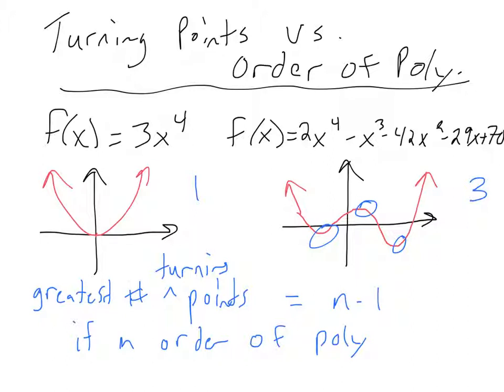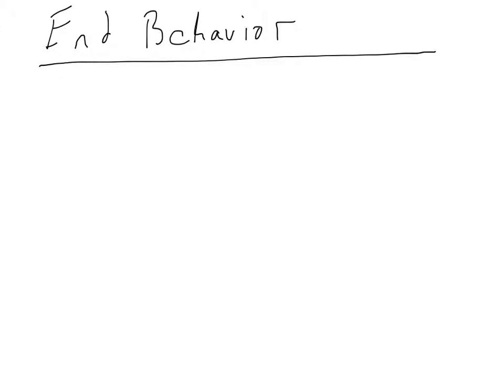The last thing we want to talk about that's interesting here, that's also true about these two functions, is they behave similarly when x gets very large, right? So let's look at two separate functions. Let's talk about end behavior now. This is the last property that we're going to address today. The end behavior of polynomial functions.